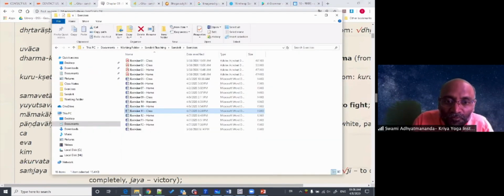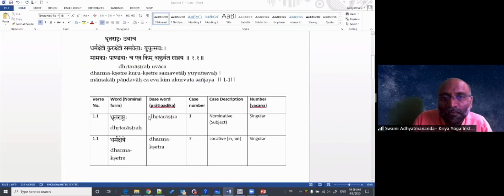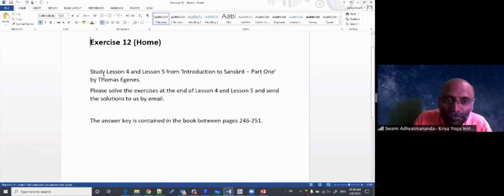Before that, just one second. I also want to show you one more exercise for homework. I know that it is a little bit intense for some of you. I really appreciate all your efforts, but given the time, and Sanskrit does require dedication, try to do however much you can. Exercise 12, which is for home, I'll post in the repository. Study lessons 4 and 5 from this book by Thomas Egenes, solve the exercises at the end of lessons 4 and 5, and send the solutions to us by email.